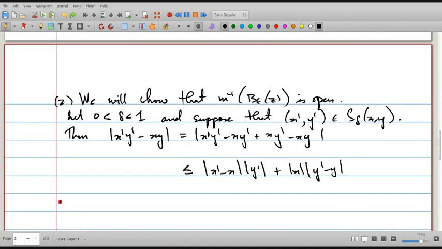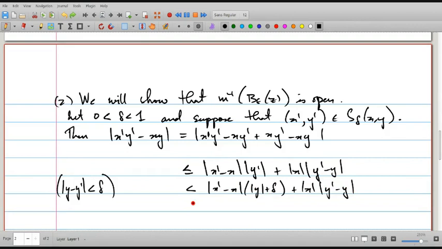Now the absolute value of y minus y prime is strictly less than delta. So this implies that the absolute value of y prime is strictly less than the absolute value of y plus delta. And since delta is less than 1, it is strictly less than the absolute value of x minus x prime.